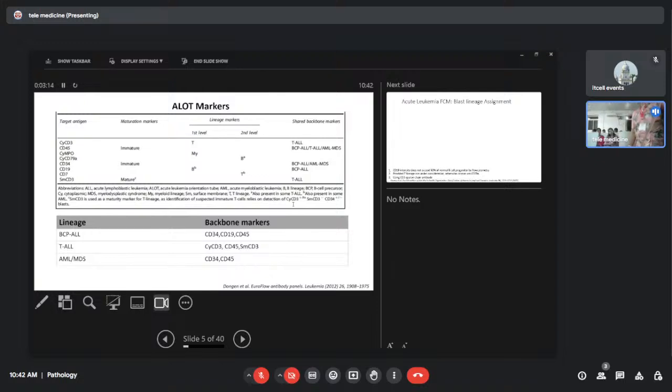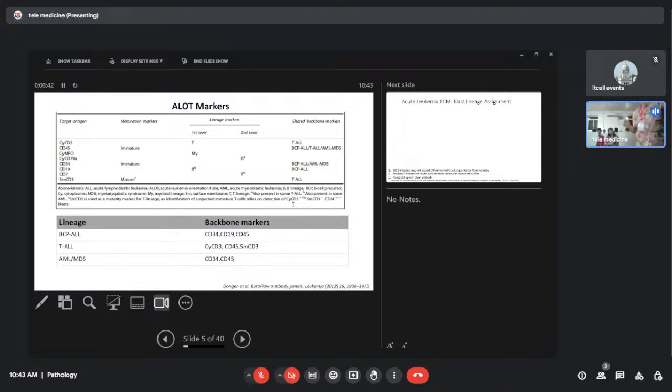Then for the B lineage, they have chosen CD19 because it is a pan B cell marker, but it is not specific. We often see reports of AML expressing CD19 as an aberrant marker. So they have chosen another marker, cytoplasmic CD79A. This is a cytoplasmic marker. Another cytoplasmic marker which they tested was CD22. But they have preferred CD79A because again it is more specific as compared to CD22.